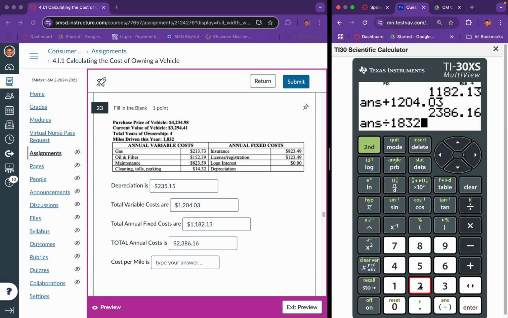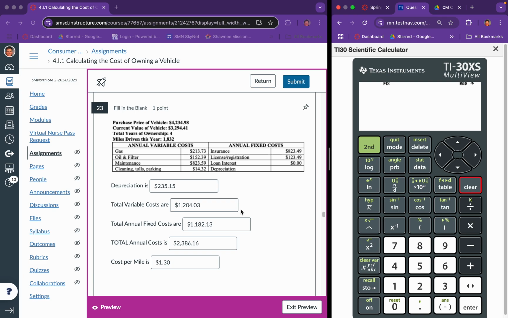1,832 miles. So this car costs $1.30 to drive. So every time you get in this car, it costs you $1.30 to drive. If you drove to school, it costs you $1.30. Okay, my friends, that's how you do these problems.